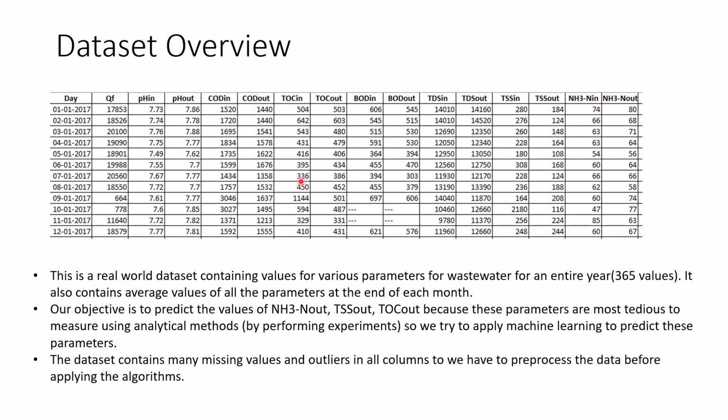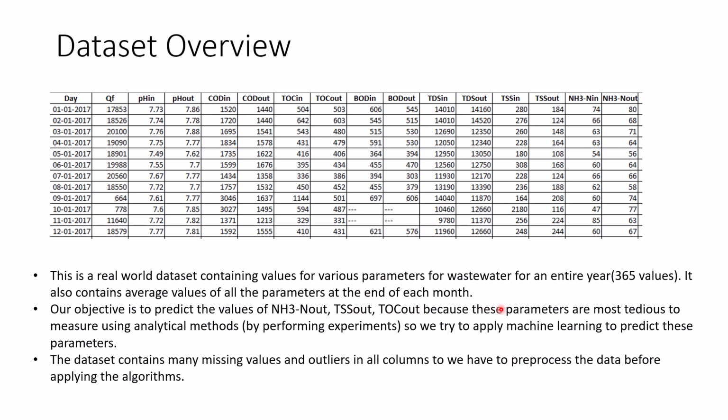So this is a data set. This is the real world data set for various parameters for wastewater for an entire year, at least 365 values. It contains average values of all the parameters at the end of each month, which is not useful for us, but the dataset contains it. So our objective is to predict NH3 out, TSS out, and TOC out from these features.